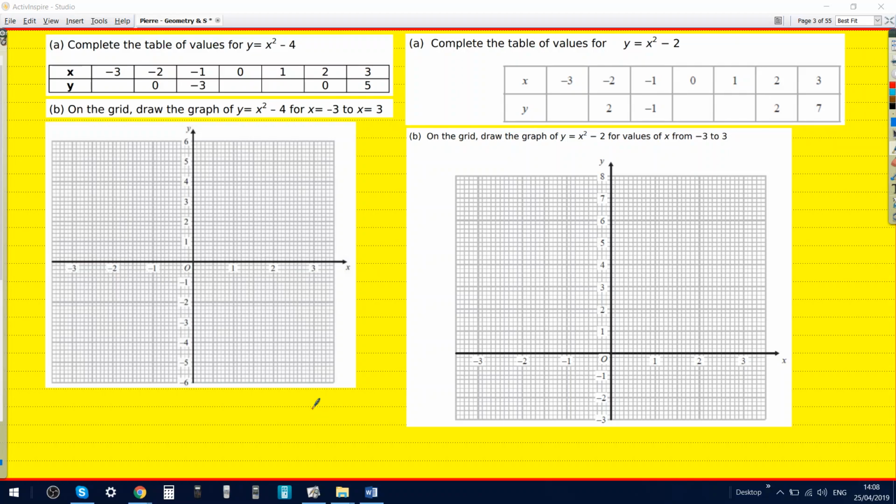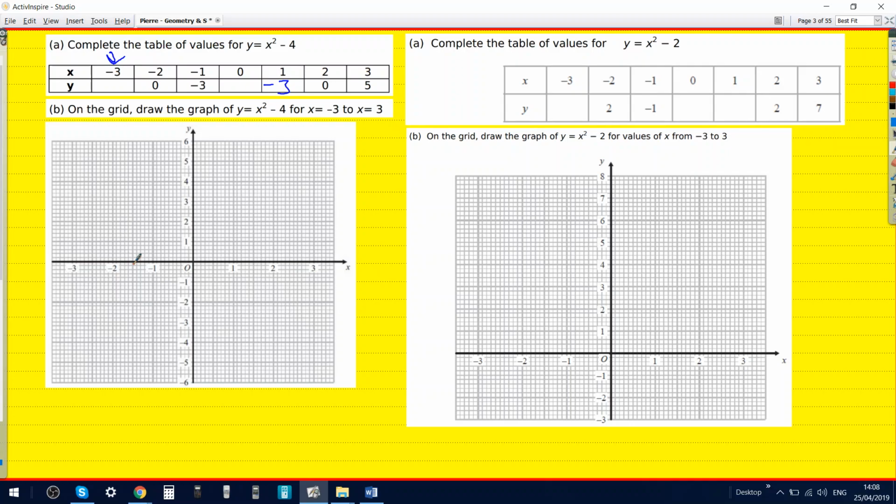So x squared. So basically, looking at 1, 1 would be 1 times 1, which is 1. And then minus the 4. 1 minus 4 is -3. Yes. And so what would you get when you sub in -3?